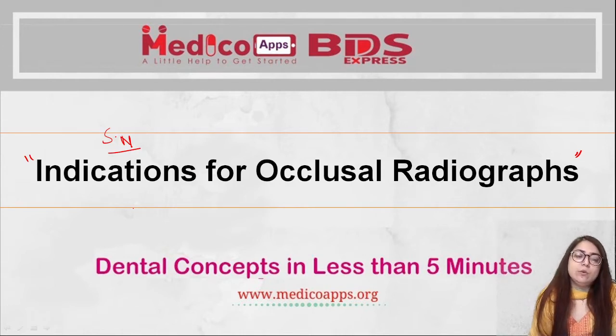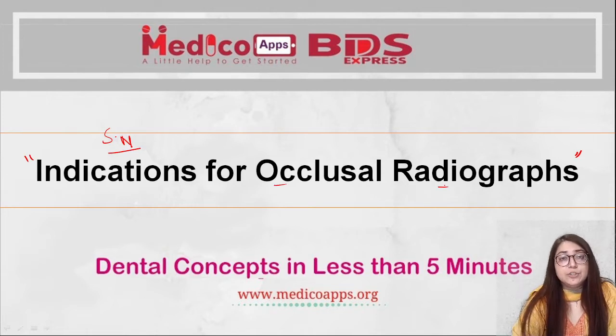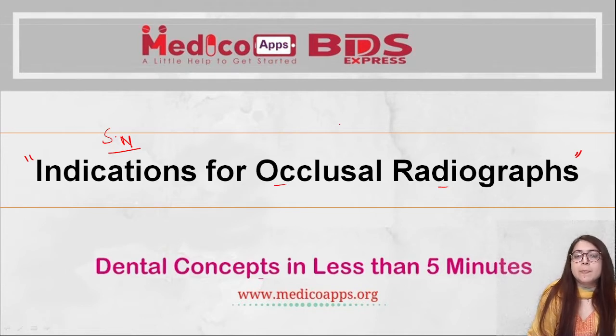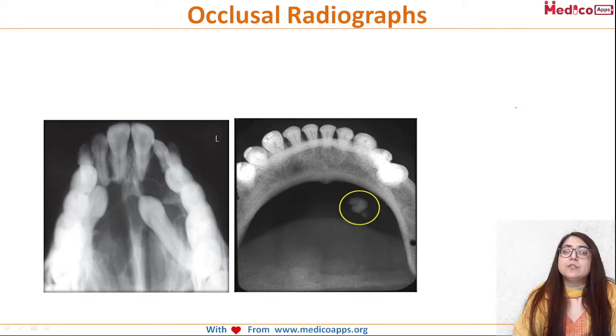So let me tell you what an occlusal radiograph is. Occlusal radiographs are the radiographs which you take on the occlusal film. The dimensions of the occlusal film are 57 by 76 mm. Again, a viva question. Occlusal radiographs tend to record your entire jaw.